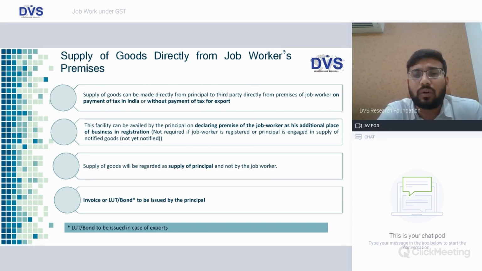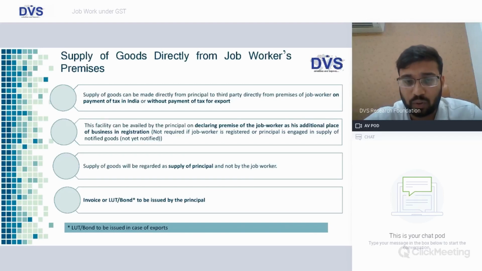Supply of goods directly from job worker's premises. As we have seen, direct supply to the job worker's place of business is possible. In a similar fashion, supply from the job worker's premises would be possible. Supply of goods can be made with or without payment of tax. With payment of tax only if it is a non-export scenario. In case it's an export, there won't be any tax. Obviously, there is a requirement of an LUT or bond which needs to be issued by the principal.